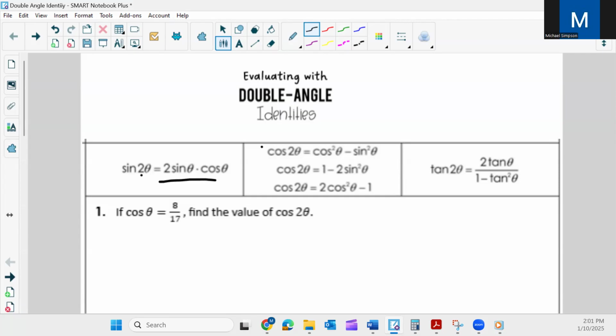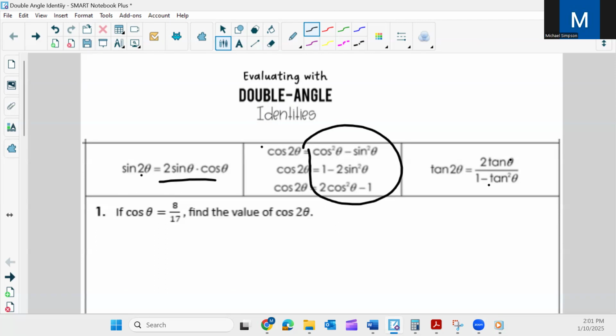Cosine 2 theta has three different identities. They're all related to each other. You just move things around. So make sure you know all three of them. And then tangent is tan 2 theta equals 2 tan theta over 1 minus tan squared theta. Good? Okay.